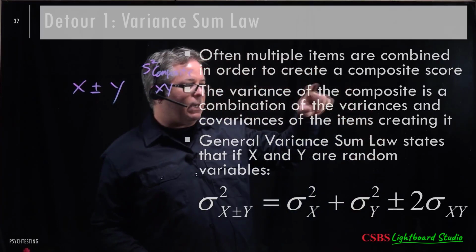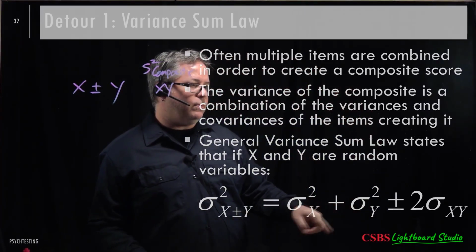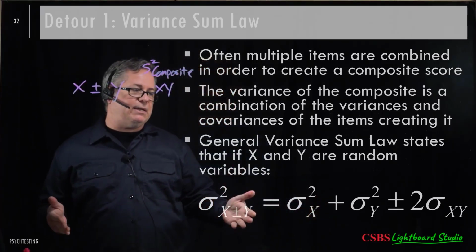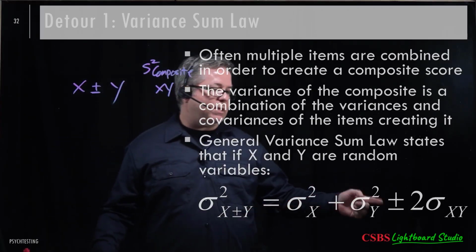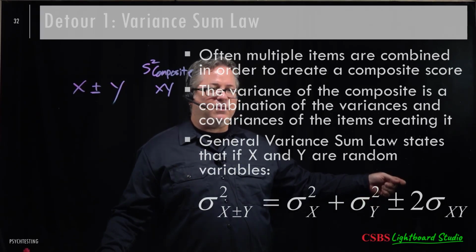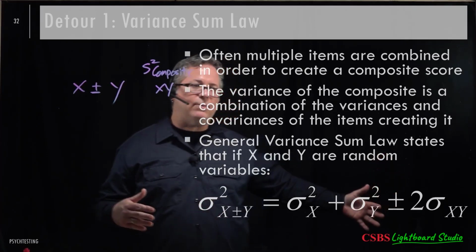Often multiple items are combined to create a composite, and we know it follows this rule, which is fairly straightforward. We can actually expand this out. If I had X, Y, and Z, I can just use the variance of X, Y, and Z, plus 2 times the covariance of X and Y, plus 2 times the covariance of X and Z, plus 2 times the covariance of Y and Z. I can expand this out the more items I have.